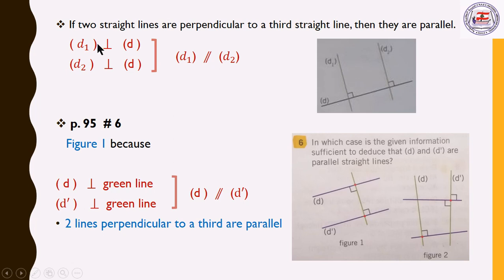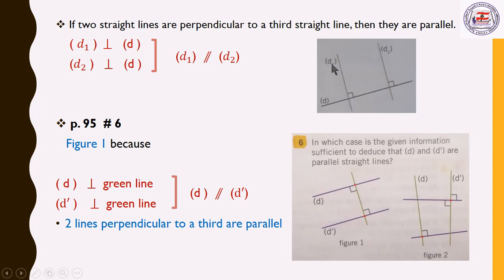Rule number 3. If two straight lines are perpendicular to a third straight line, then these two straight lines are parallel. How? D1 is perpendicular to D. Here we have line D. Here we have D1. D1 is perpendicular to D. Okay? Now, D2 is also perpendicular to D. This is D2. It is also perpendicular to D.